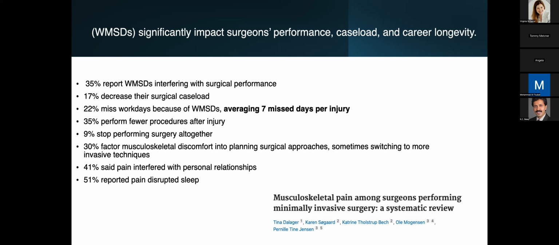And not only do they affect your muscles and joints, they also affect your sleep. 40 to 50% of these surgeons reported sleep disturbances, and it does in fact affect your personal relationships. And we can see, just based on this small amount of data that I looked into, that there is a significant impact on a surgeon's quality of life.